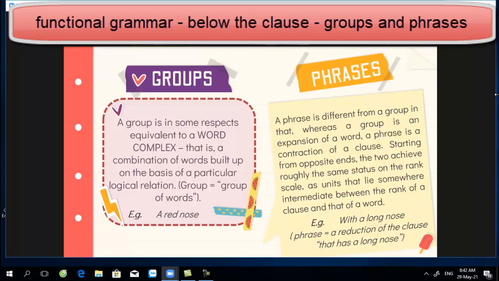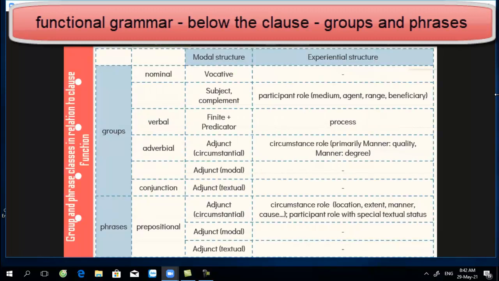For example, a long nose. The phrase here is a reduction of a clause that has a long nose. And look at the screen, you can see the figure: group and phrase classes in relation to clause function.